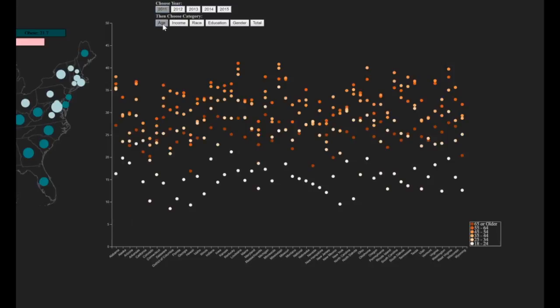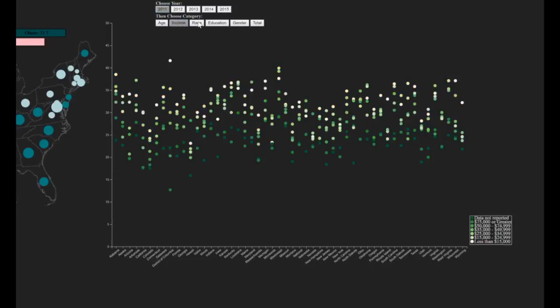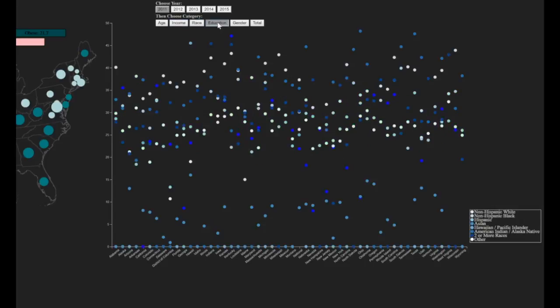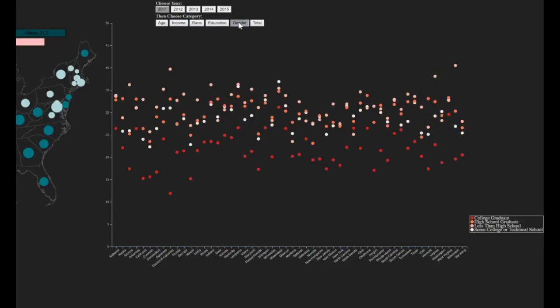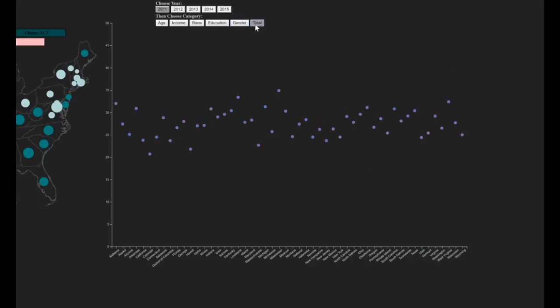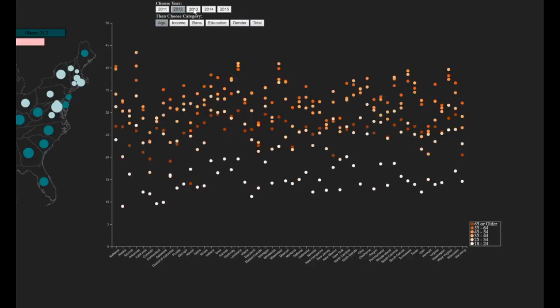I also created multiple scatter plots that can be used by the user to compare the obesity percent for each state in different years, and also see this information based on different categories such as age, income, race, education, and gender.